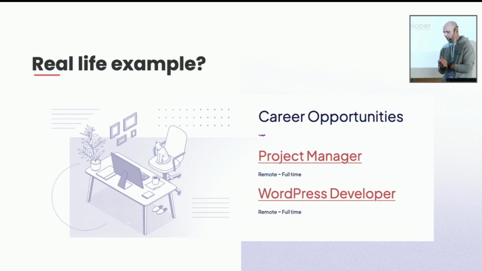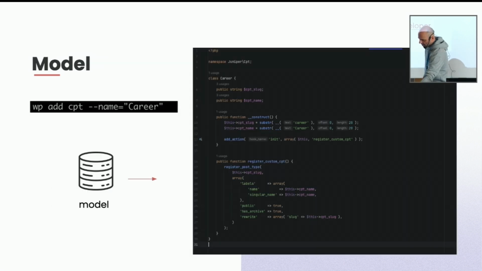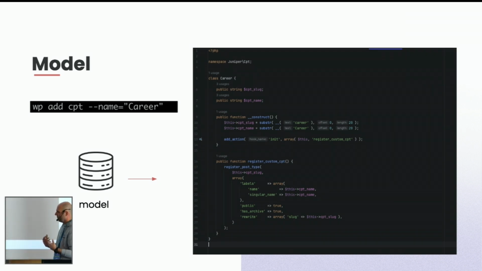So how does it really look like in a real-life example? Let's say that we want to create some, I don't know, job board and so on. Probably you've done it a lot of times. So what is the model for this kind of job board? A model in this pattern is a representation of the data.